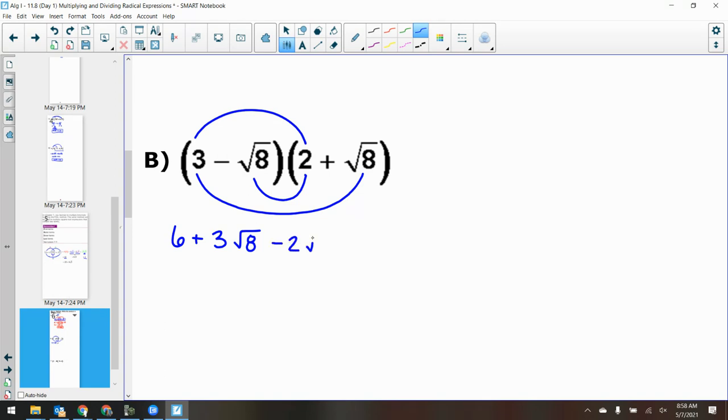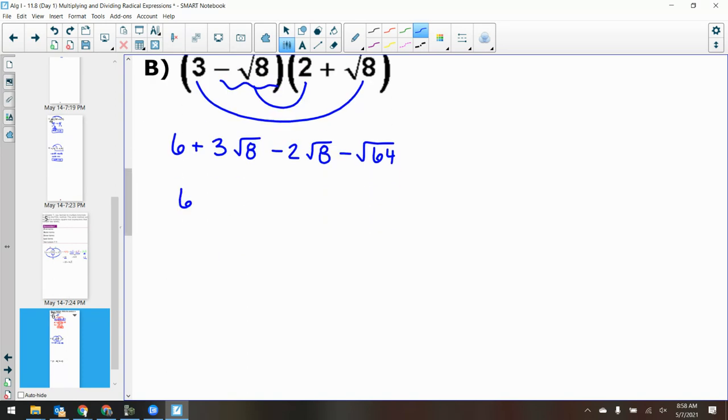Don't forget about the minus. Minus 2 radical 8. Why is it minus? Because the radical 8 is minus, right? And then on the last, negative times a positive is a negative. Radical 64. 8 times 8 is 64. Again, if you want to jump straight to 8, that's fine. I'll do that in the next step. So we have 6 plus 1 radical 8, or just radical 8, minus just an 8. I take 6 plus negative 8, I get a negative 2.